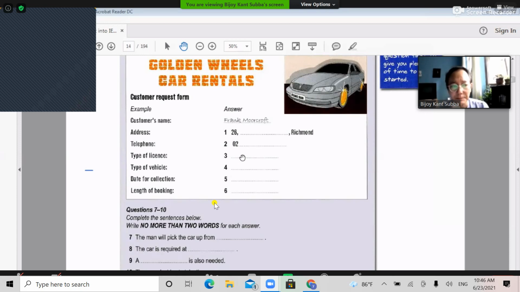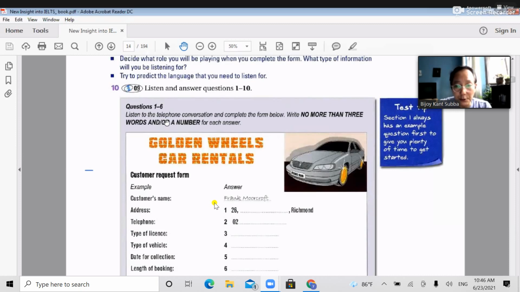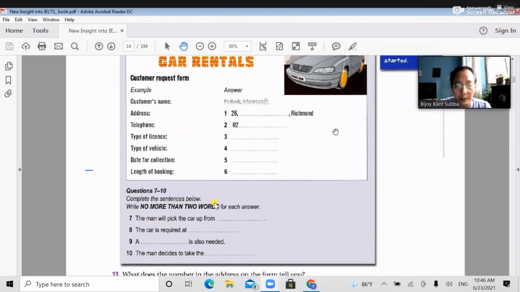Type of license? International. National. Type of vehicle? Four-door car. How are you going to write it? It says no more than 3 words and or a number. So four-door car is still within 3 words. I'm sure most of you have written F-O-U-R, D-O-O-R, door, and C-A-R, car. But that's still going to be wrong if you don't insert a hyphen between four and door. Four hyphen door.